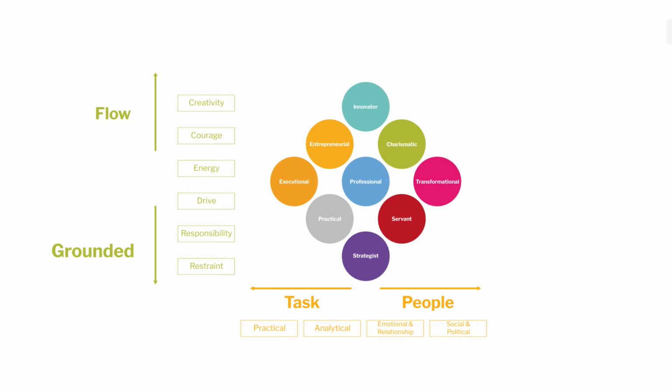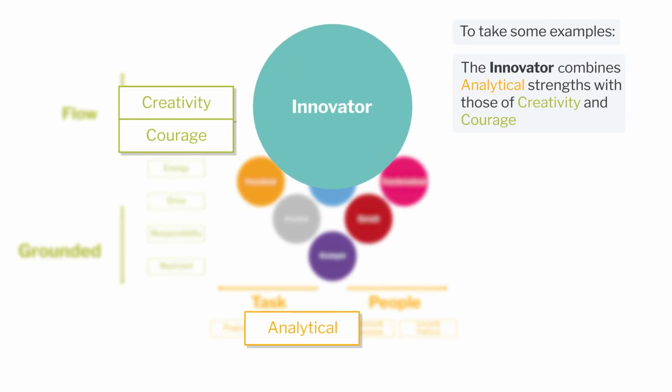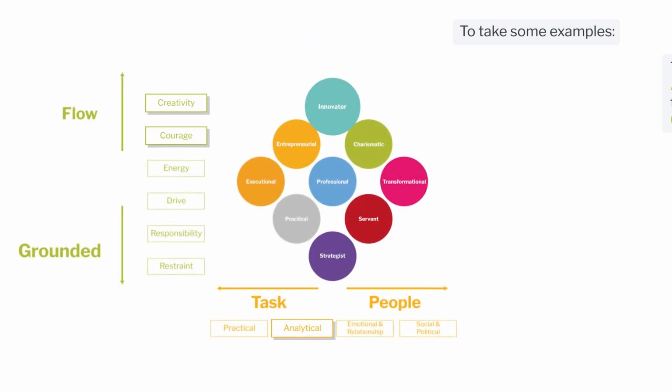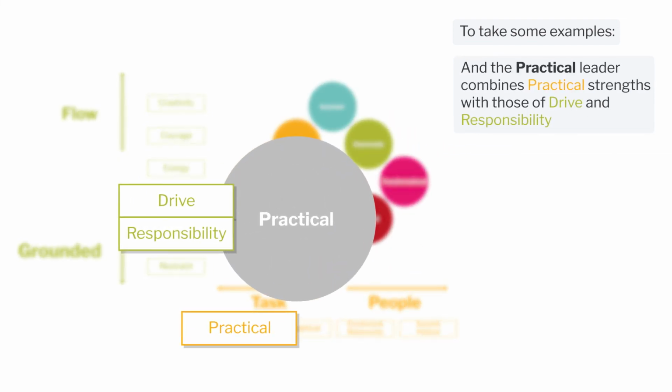If we take some examples, we can think of the innovator as combining analytical strengths with those of creativity and courage, whereas the transformational leader combines social and political strengths with those of energy and drive. And the practical leader combines practical strengths with those of drive and responsibility.